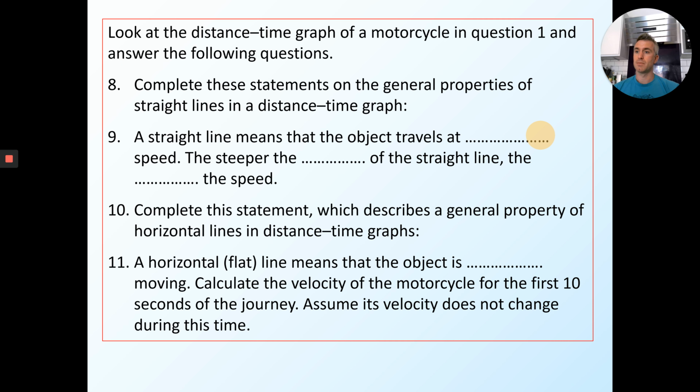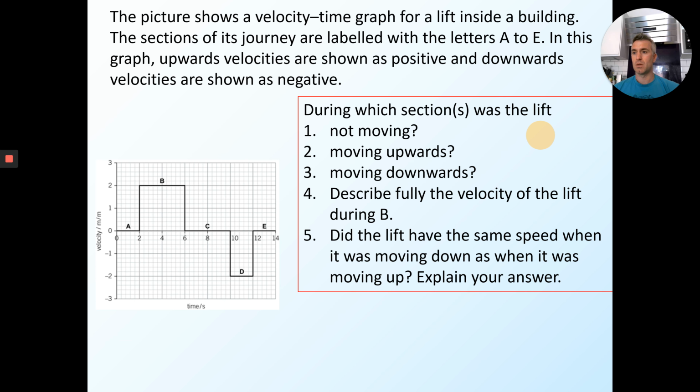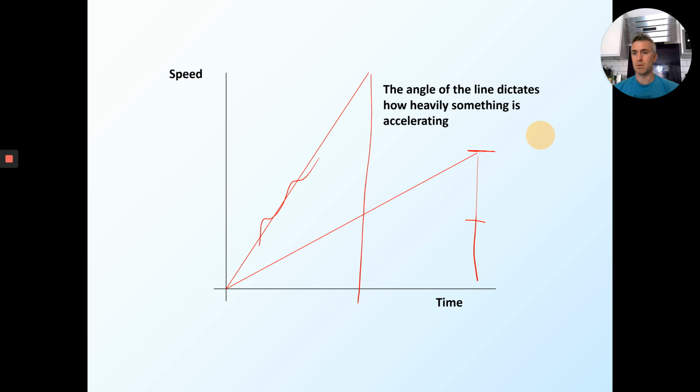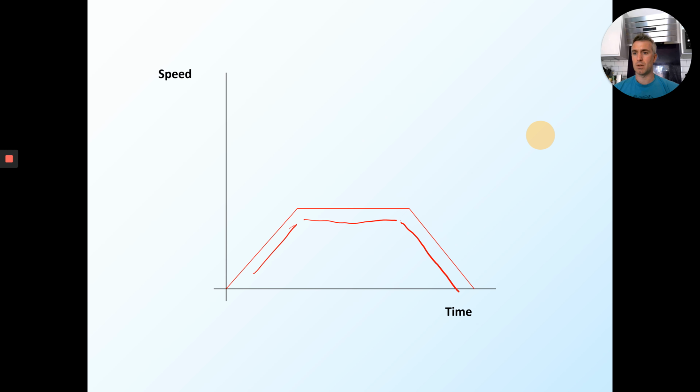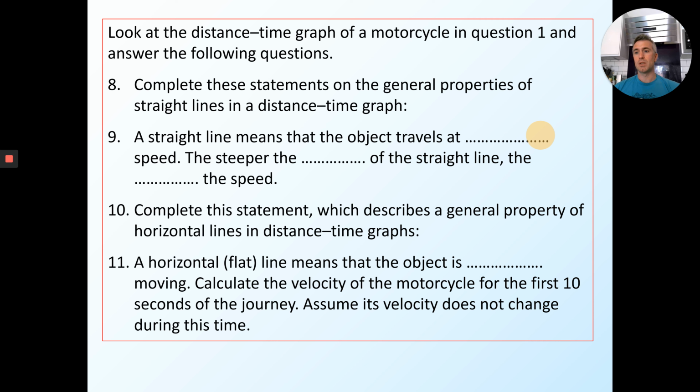Good. This one. Look at the distance time graph of the motorcycle in question 1 and answer the following question. There's a motorcycle. There we go. It's a distance time graph. Complete the statement on the general property of a straight line on a distance time graph. This is easy, it's just distance time. So fill in the missing words.